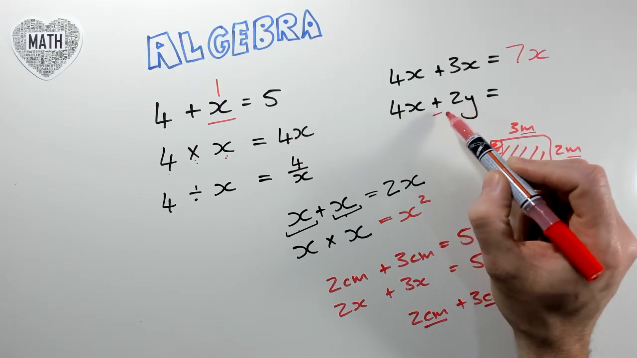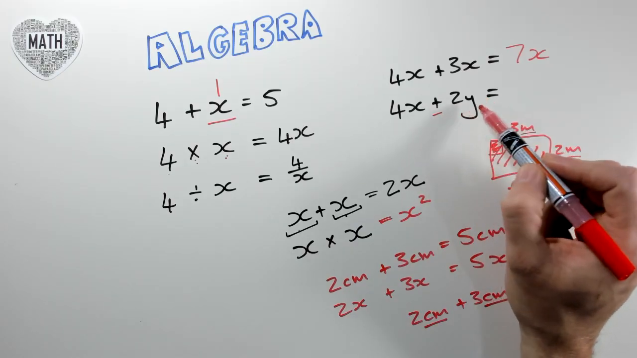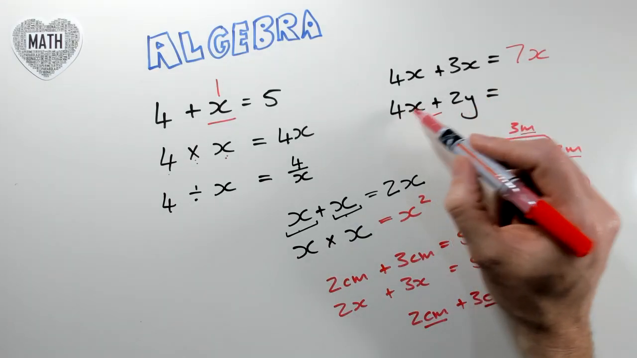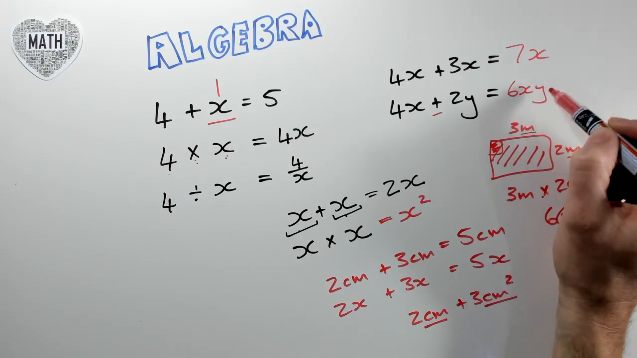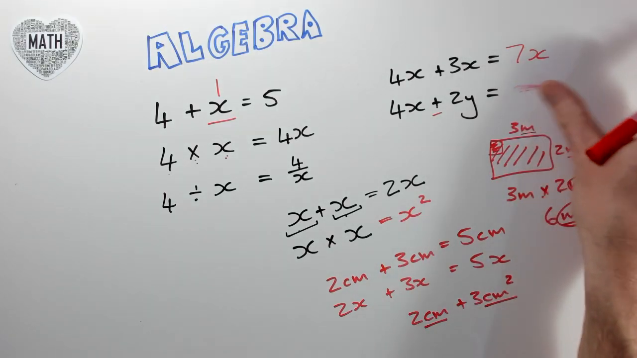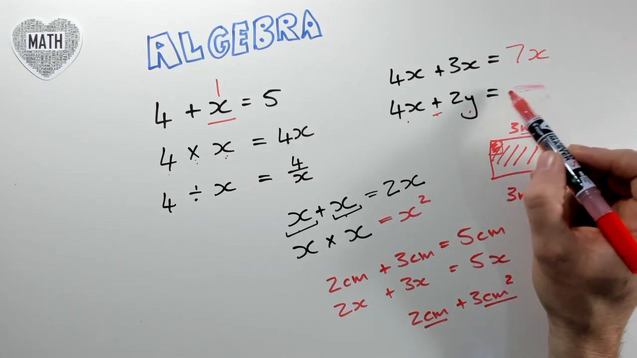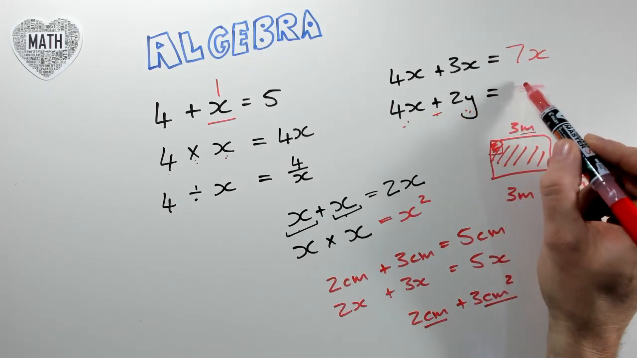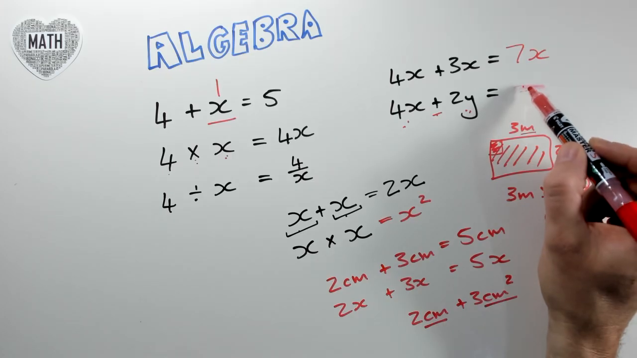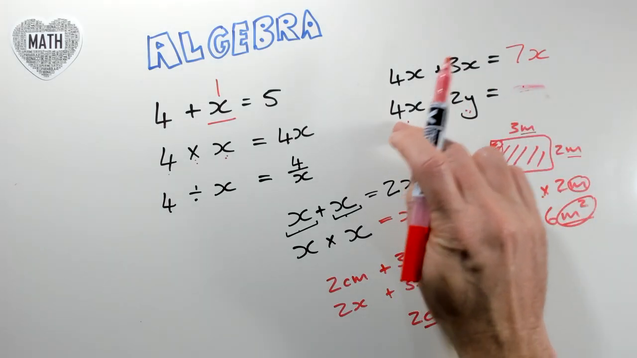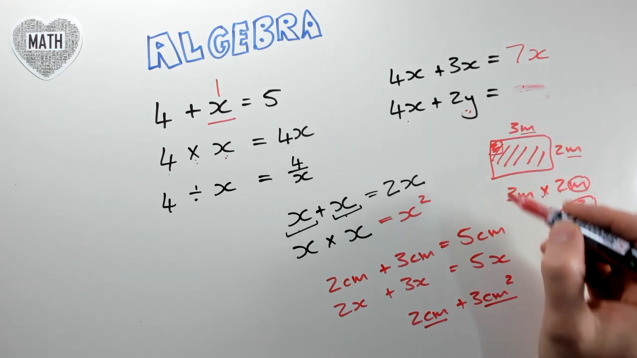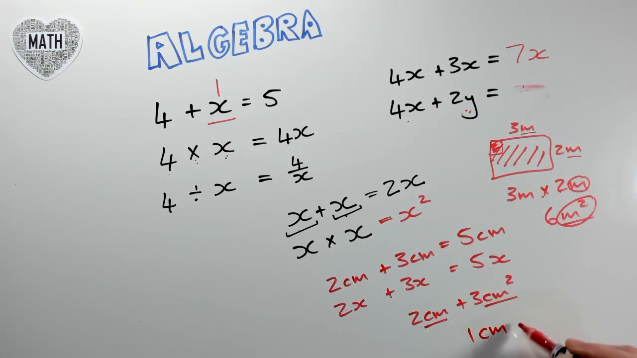Because I'm adding, I can't suddenly get, I don't even know, 6xy. That's not going to work. It's like saying I have 4 apples plus 2 bananas. If you have 4 apples and 2 bananas, you don't have 6 apple bananas or something. So you can't really add these things. These are not like terms. Just like you wouldn't add a centimeter plus 3 kilometers, you have to convert them to be the same units before you can add them.